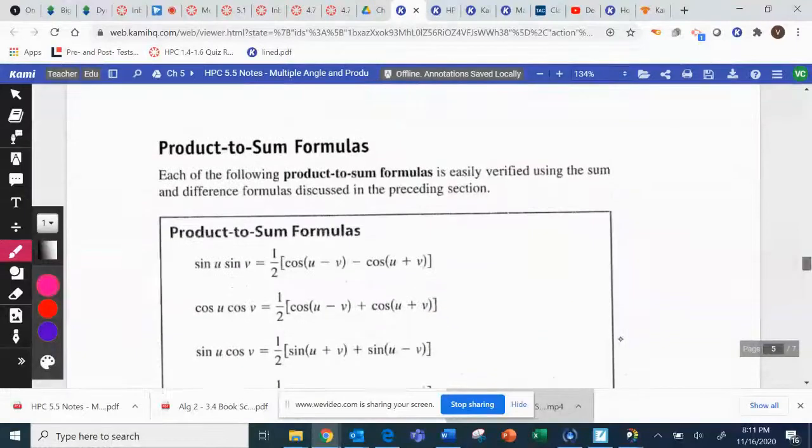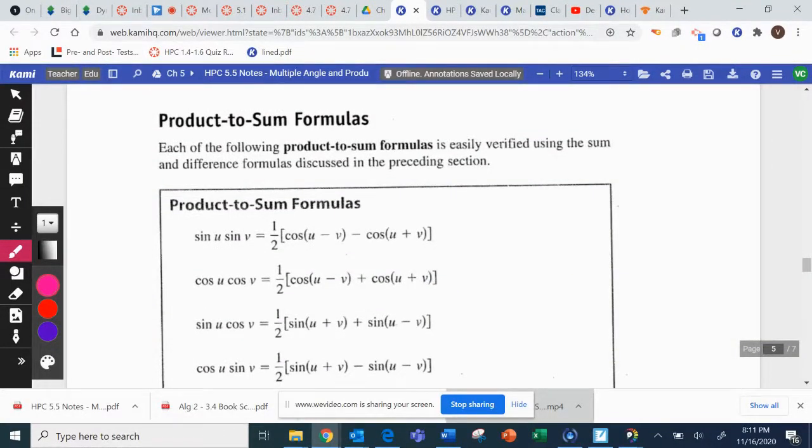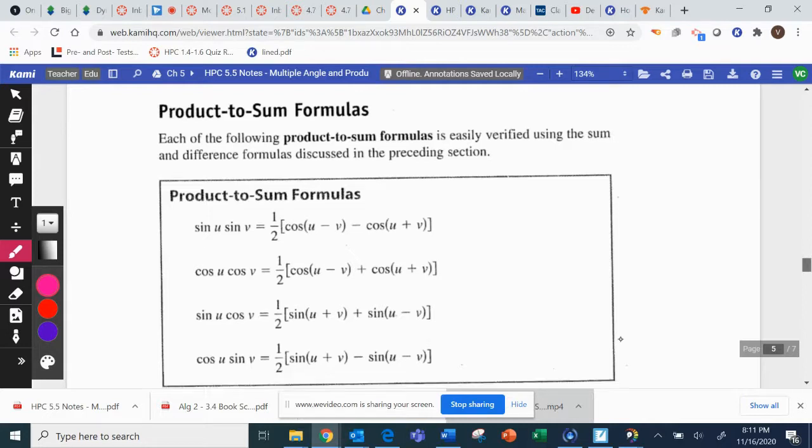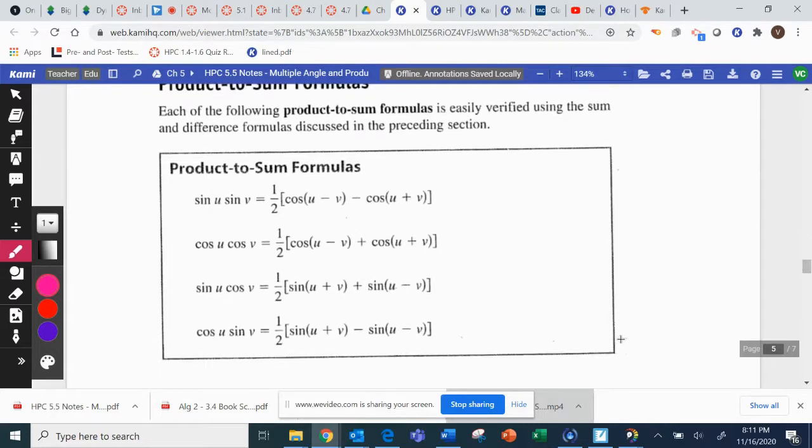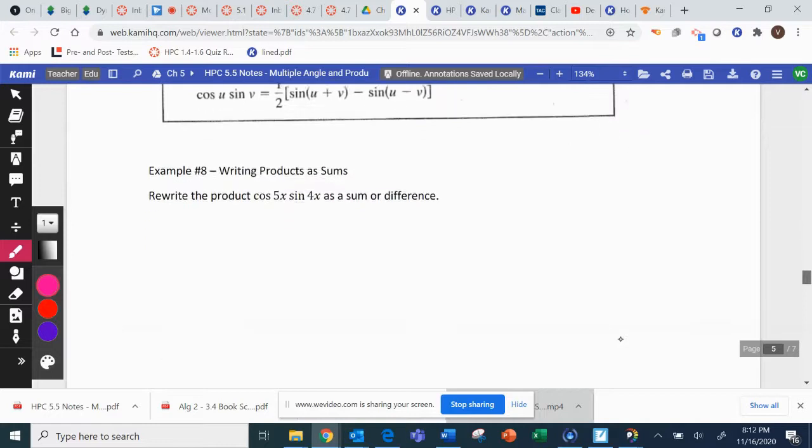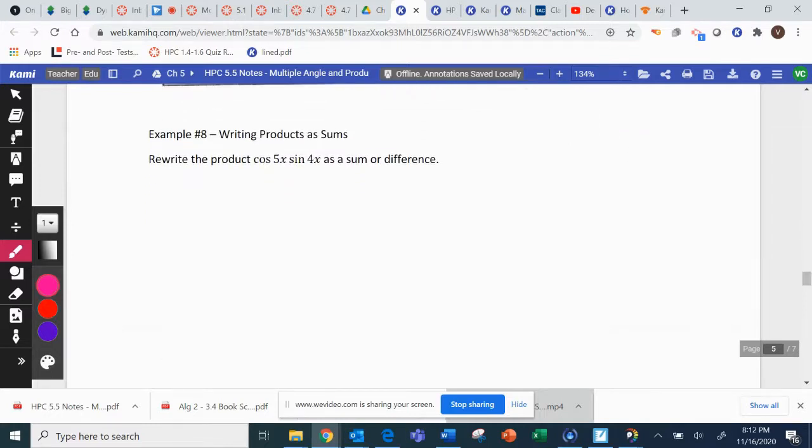All right, then we've got product to sum formulas. The product to sum formulas are derived from our sum and difference formulas. This talks about if we have a product first, sine u multiplied by sine v, we can separate that into half a difference of cosines. If we start with cosine u multiplied by cosine v, we've got half of a sum of cosines. If we've got one of each, sine u cosine v or cosine u sine v, then we've got the sum or difference of sines. So we're writing products as sums.